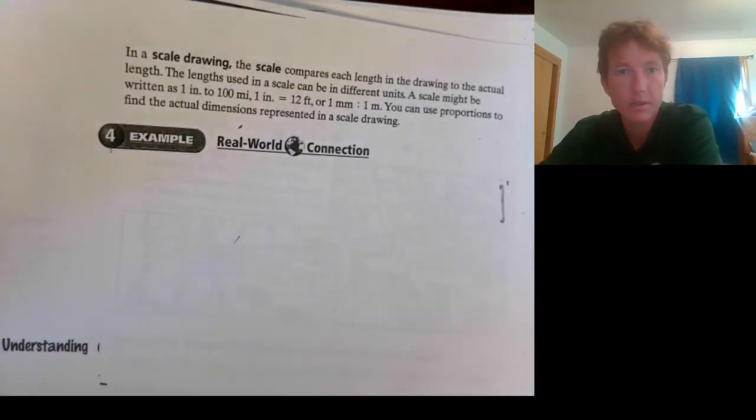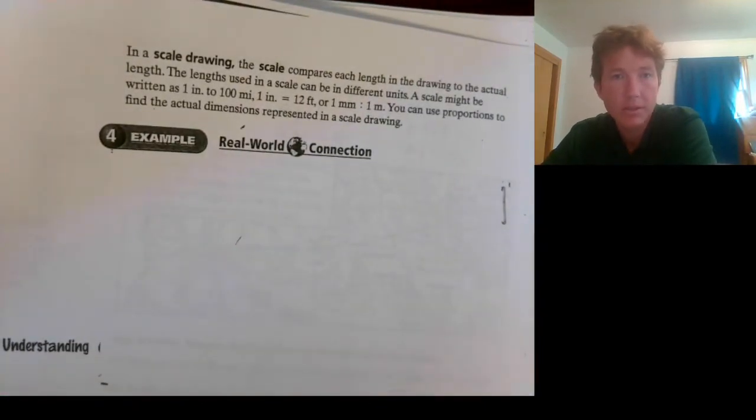In a scale drawing, the scale compares each length in the drawing to the actual length. The lengths used in a scale can be different units. A scale might be written as 1 inch to 100 miles, 1 inch equals 12 feet, or 1 millimeter.